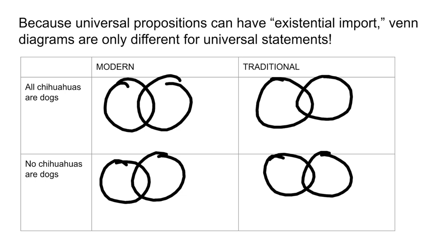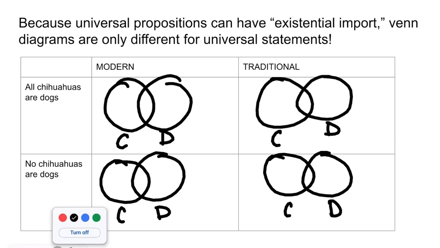The little circle on the left, these are going to be the Chihuahuas, okay? The little circle on the right is going to be dogs. Ooh la la, okay? Let's keep going. So, through the modern standpoint, all Chihuahuas are dogs. We're going to shade out the Chihuahua circle that does not include dogs because all Chihuahuas are dogs. That statement implies that there, again, is no world in which Chihuahuas exist that are not dogs.